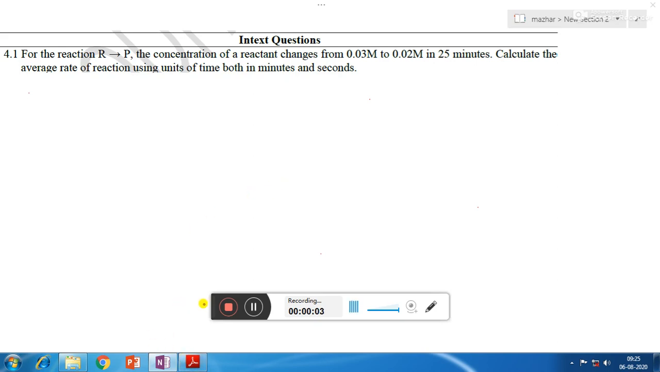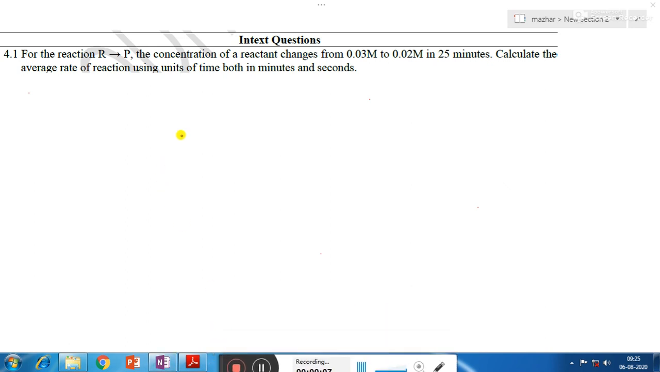Hello students, today we will discuss in-text questions of chapter number 4. First is, for the reaction R to P, the concentration of reactant changes from 0.03 molar to 0.02 molar in 25 minutes. Calculate the average rate of reaction using units of time both in minutes and seconds.